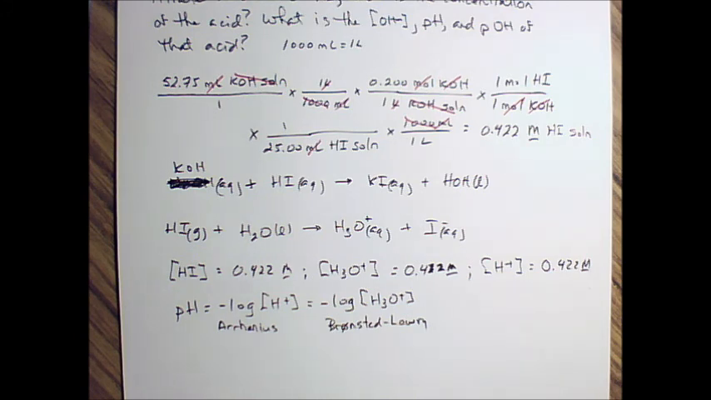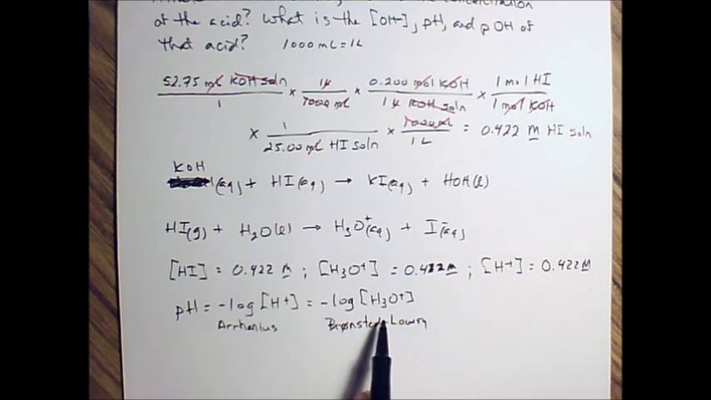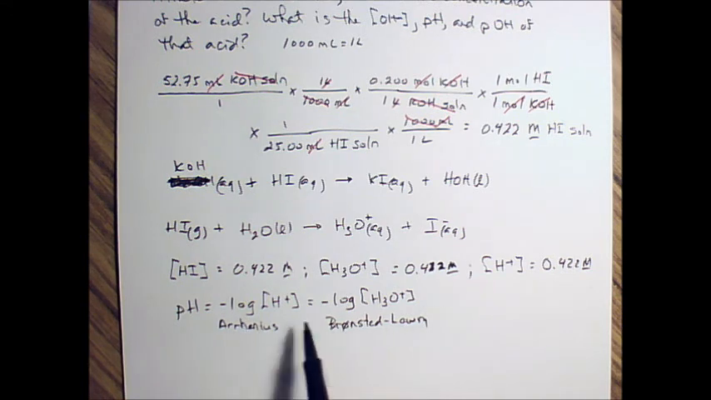Okay, and we just have to know that if we use Arrhenius, we have to use the hydrogen, and if we use Bronsted-Lowry, we have to use hydronium. That's it. All right, so we know the answer to the concentration of the hydronium or the hydrogen. They're both 0.422 molar, right?